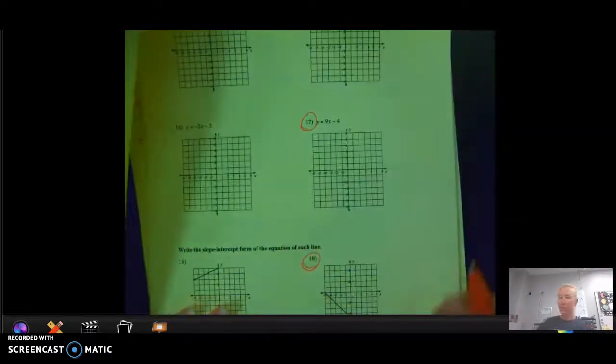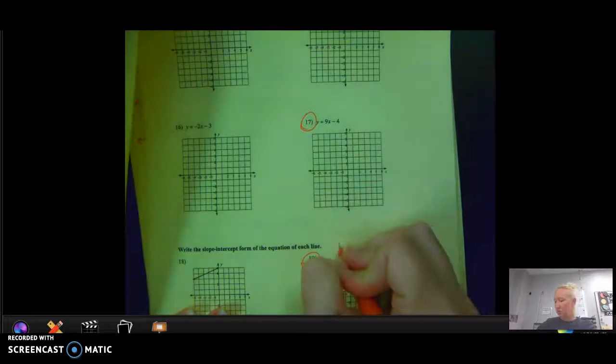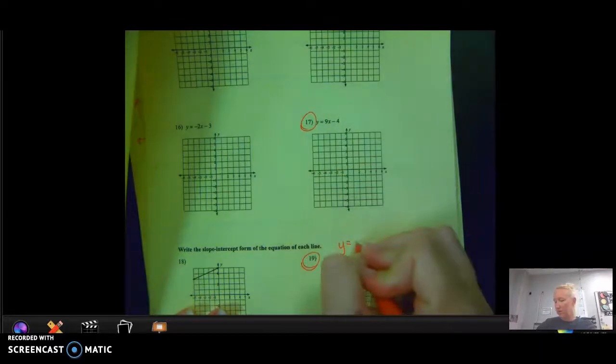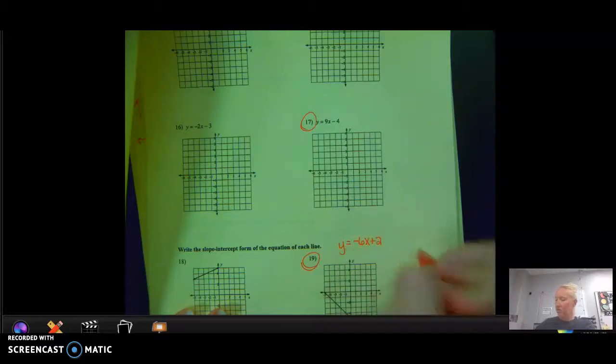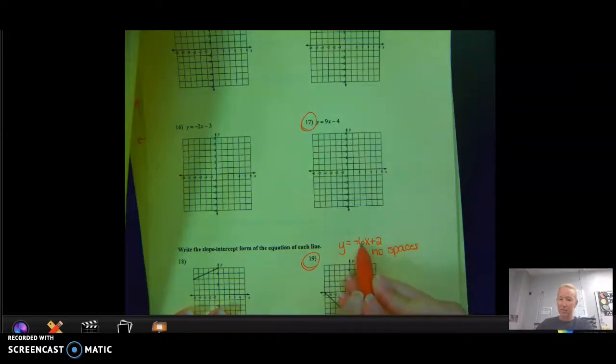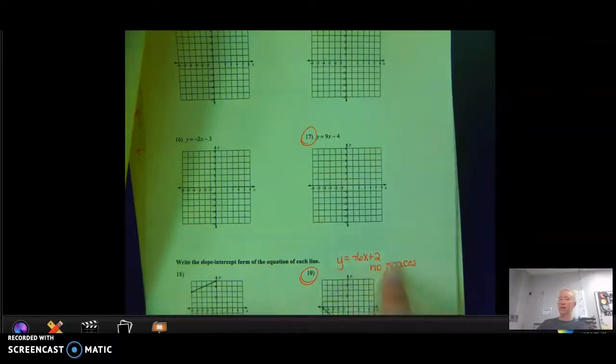On 19 on, I want you to write the equation. So what you're going to do is you're going to put in y equals, let's say, -6x plus 2. No spaces. Negative always goes with the top number if it's a fraction. In this case, since it's 6, don't put 6 over 1. Just put 6. And make sure that there's no spaces when you enter that. Okay?